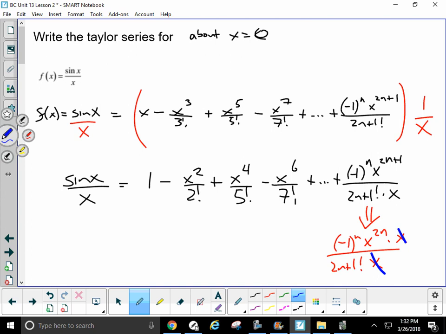Okay, and you can even simplify the general term if you'd like. So the general term, I just moved the x to be in the denominator. So here it is right here. And then if I wanted to simplify, I could rewrite x to the 2n plus 1 as x to the 2n times x divided by x. The x's cancel, and there you have a general term, 1 minus x squared over 3 factorial plus x to the 4th over 5 factorial, et cetera, et cetera. Sorry, this should be a 3.